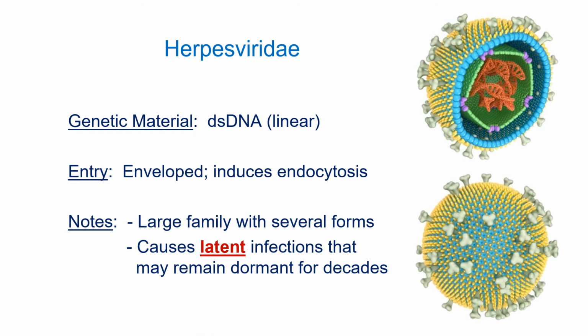Herpes viruses are also double-stranded DNA, but in this case, the DNA is linear. It's not in a circle. They're enveloped viruses, and instead of practicing direct penetration, they induce endocytosis. It's a large family. There are many different forms that cause a number of well-known and common infections. But they can also cause latent infections. And the latent infections consist of a provirus embedded or incorporated into your DNA. And it can sit there for decades.